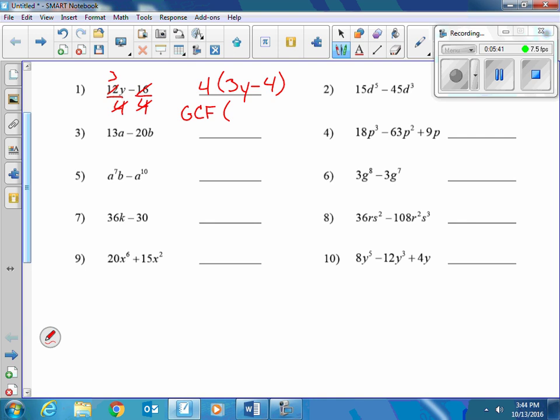And this 3y minus 4 is a prime polynomial. Okay, good with that? All right, so that's done. So that's one you don't have to do.